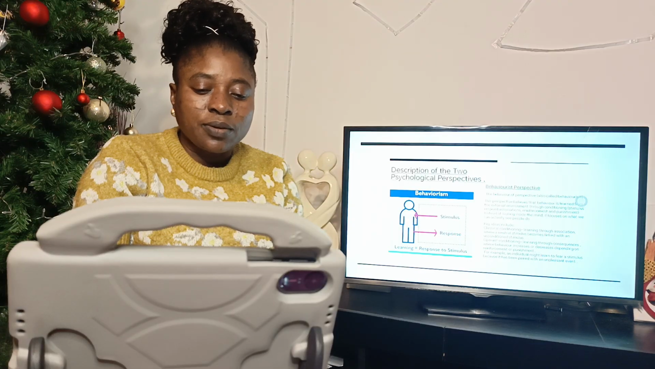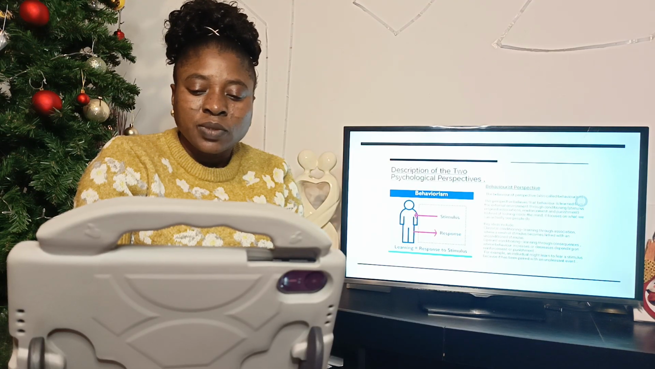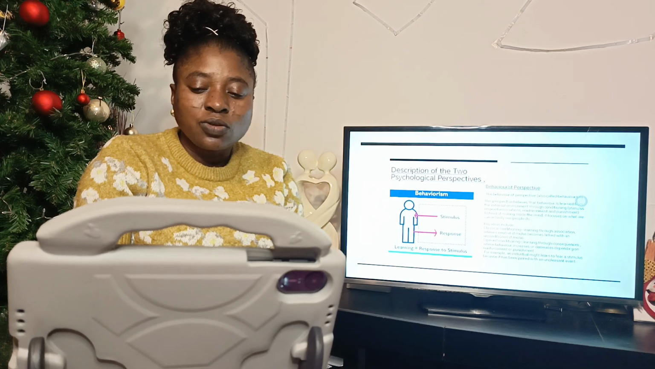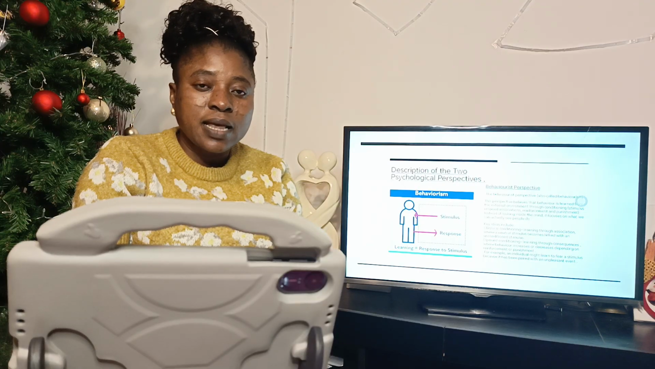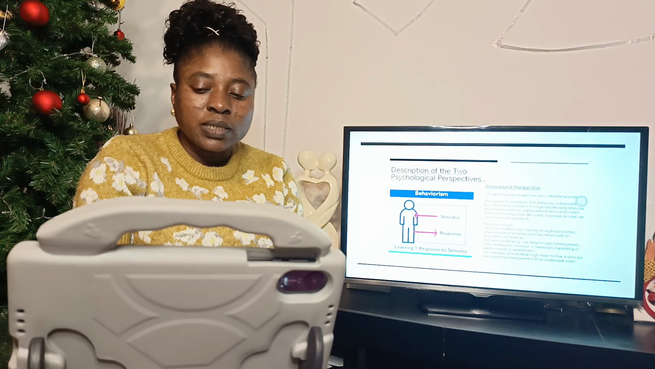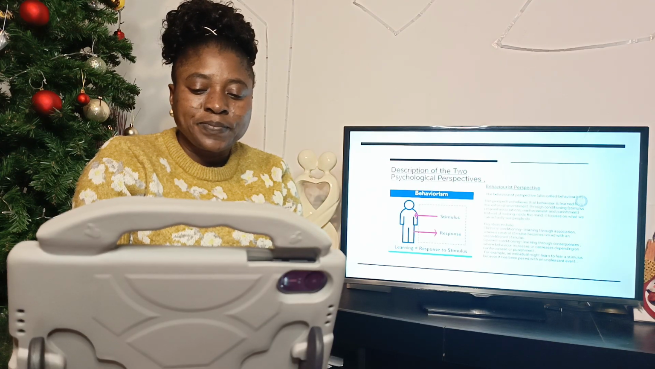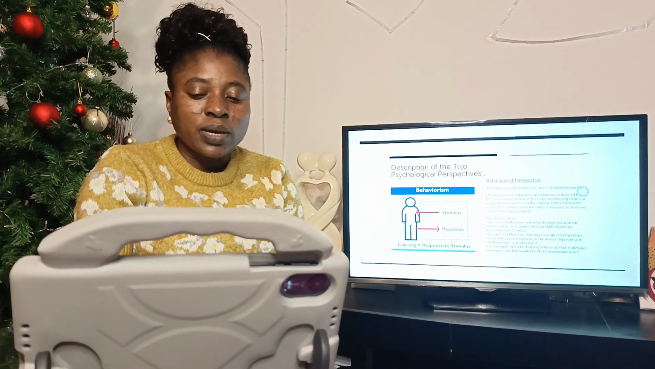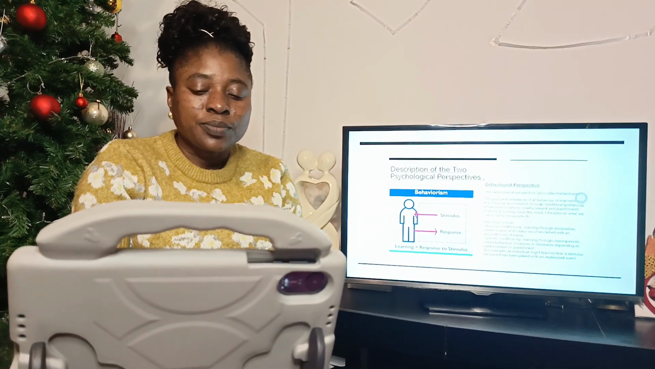Description of the 2 psychological perspectives. Behaviorist perspective. The behaviorist perspective, also called behaviorism, believes that behavior is learned from the external environment through conditioning, stimulus-response association, reinforcement, and punishment. Instead of looking inside the mind, it focuses on what we can actually see people do.